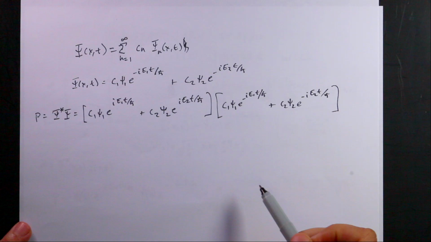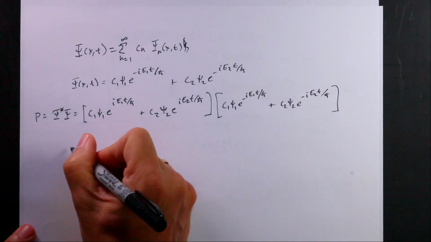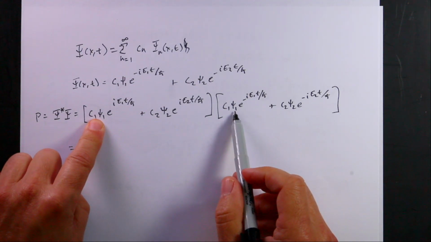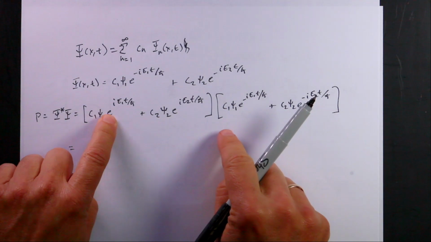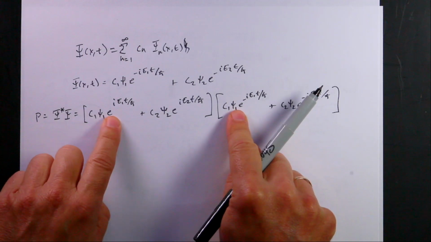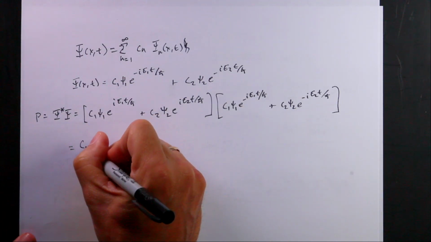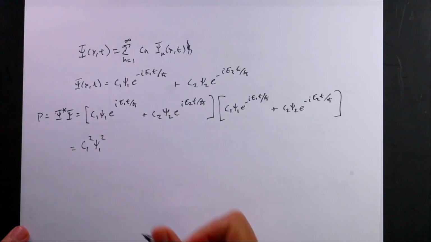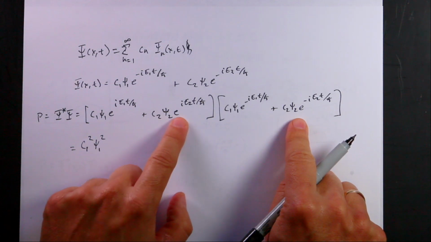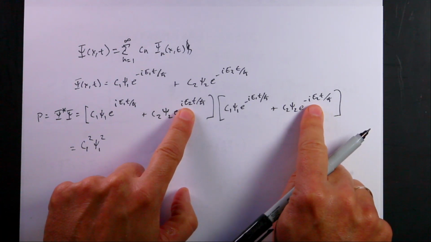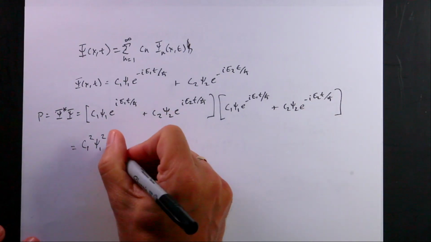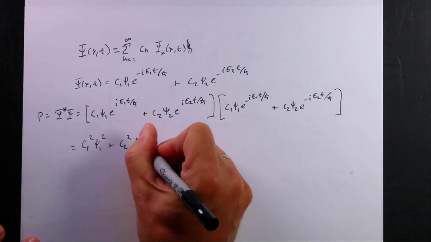Okay, so now I have to multiply this out. Let's do the simple terms first. I can take this times this, and I have e to the I E1 t over h bar times e to the negative I E1 t over h bar. So those two multiply to give 1, and I get C1 squared psi 1 squared. That's these two terms. And these two are easy also, because the same thing happens. I have e to the I E2 t over h bar times e to the negative I E2 t over h bar. Those multiply together to give 1, so I get plus C2 squared psi 2 squared.